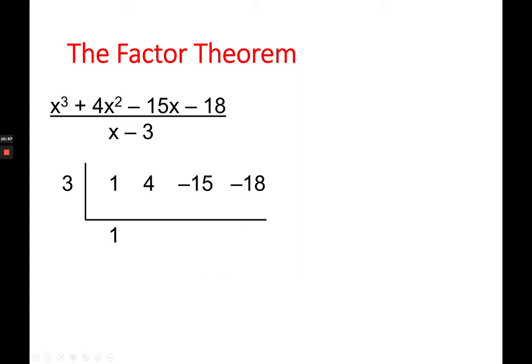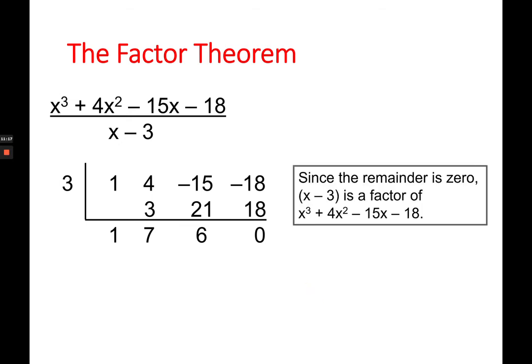Bring down 1. 3 times 1 is 3. 4 plus 3 is 7. 7 times 3 is 21. 21 plus negative 15 is 6. 6 times 3 is 18. So therefore, x minus 3 is a factor. Now, since the remainder is 0, x minus 3 is a factor.